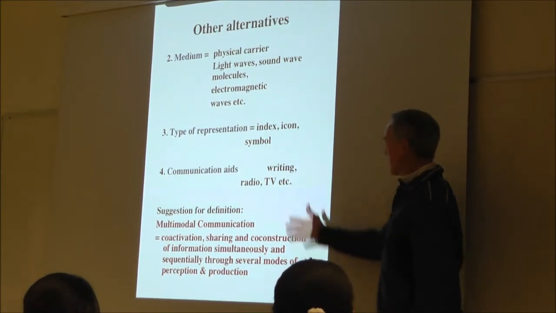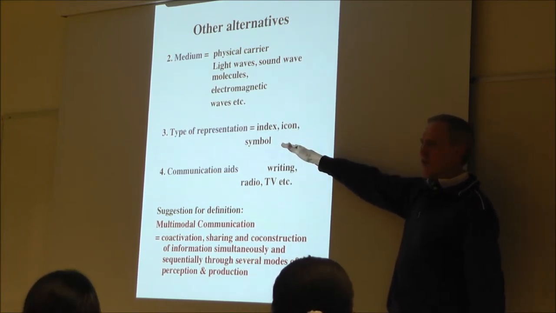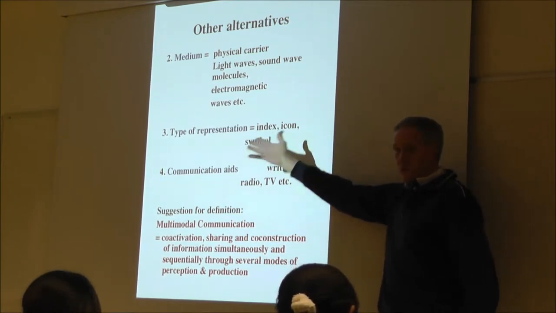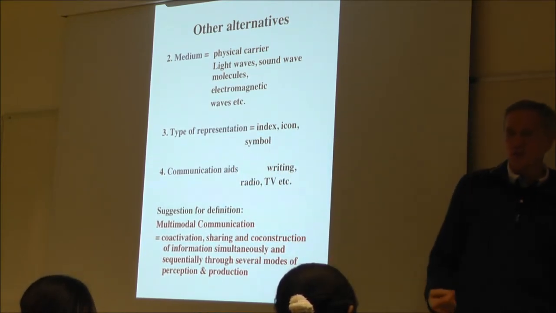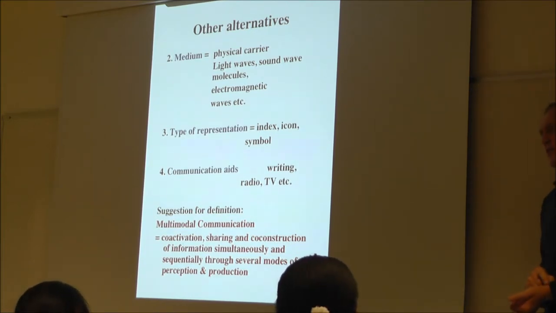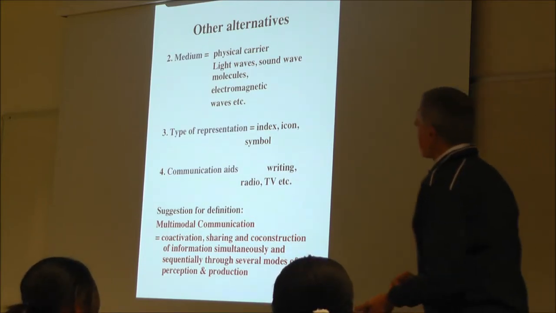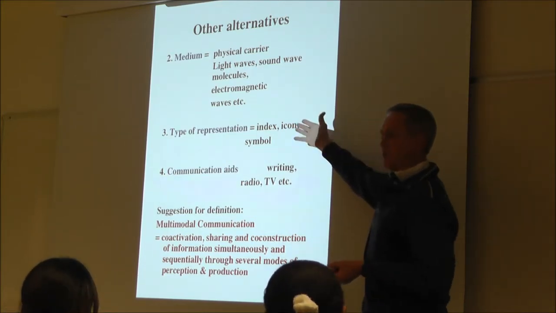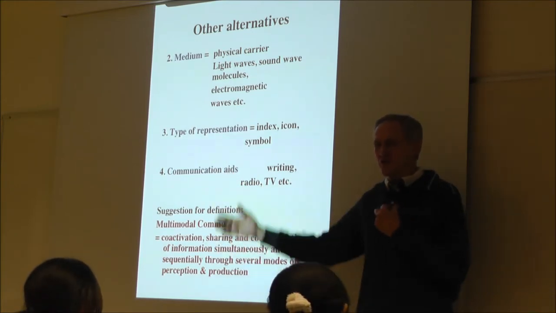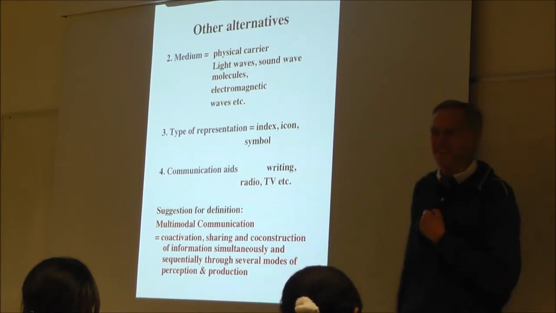It could also possibly, for some people, mean this, what I'm here now calling type of representation, which I think we talked a lot about last term. So the difference between index, icon, and symbol, which comes from Charles Sanders Peirce's work. Some people call this multimodal, but you should have had enough lectures and seminars now not to call this multimodal. Should not call it multimodal.